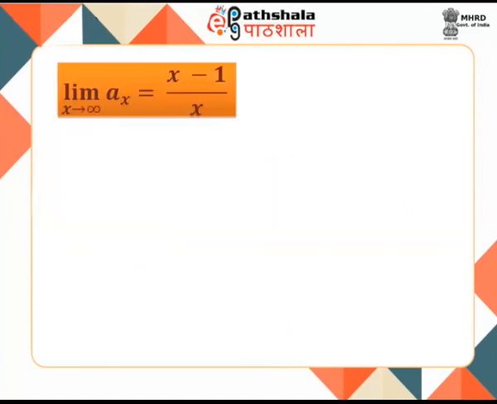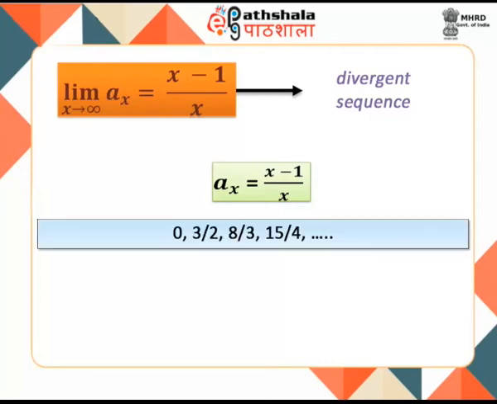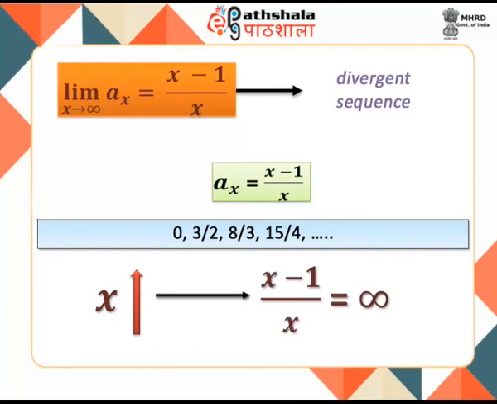If the limit of a_x as x tends to infinity is equal to plus or minus infinity, the sequence is termed a divergent sequence. Example, a_x is equal to (x square minus 1) by x. Various members of the sequence are 0, 3 upon 2, 8 upon 3, 15 upon 4, and so on. We note that as x becomes larger, the successive terms of the sequence also become larger. Thus, limit of (x square minus 1) by x as x tends to infinity is equal to infinity and the sequence is divergent.